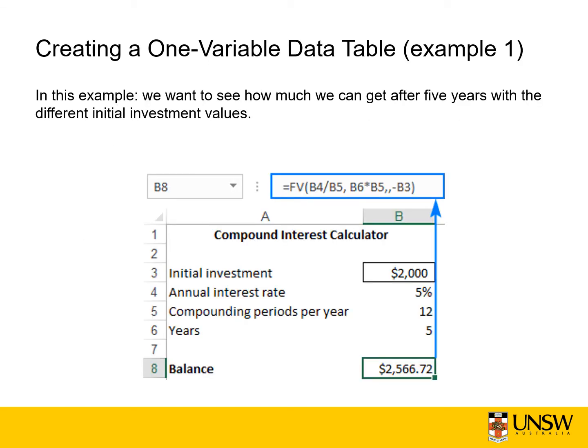Suppose you're considering depositing your savings in a bank which pays 5% interest monthly. You want to see how much you can get after 5 years with different initial investment values. As you can see in cell B8, we used the FV formula to calculate our balance after 5 years based on $2,000, which is entered in cell B2. We want to create a one variable data table and replace the initial investment value, which is $2,000, with different numbers ranging from $1,000 to $6,000, and calculate the balance for all the new initial investment values.